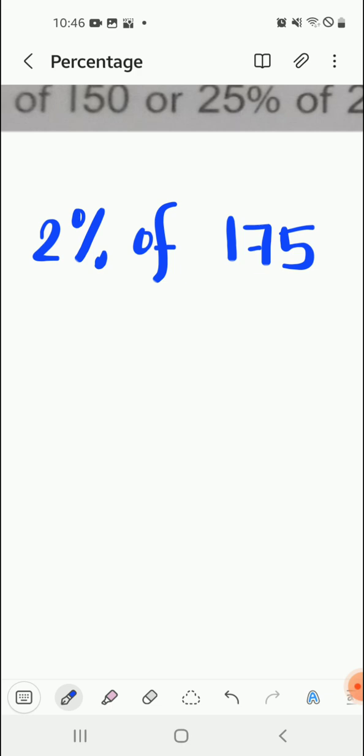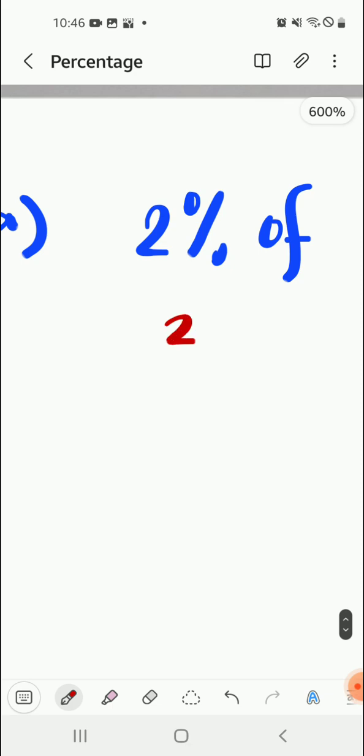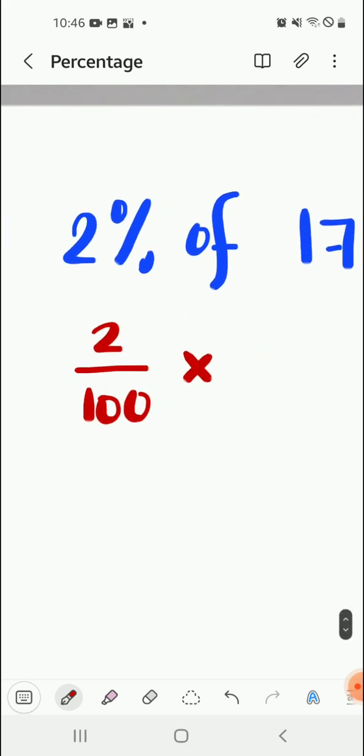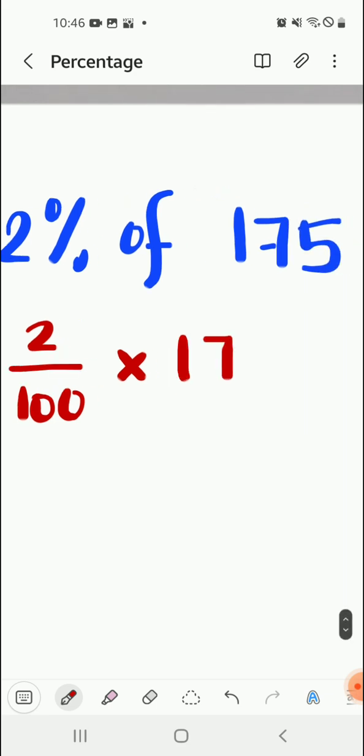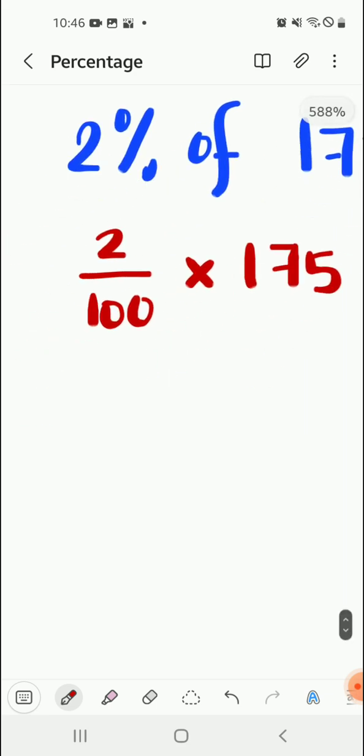mathematical form, right? So 2% means 2 by 100. Of means multiply, as we know from BODMAS rules, and 175. Now see, we are going to reduce the values. 175 actually means 175 by 1. So we are going to reduce the values.